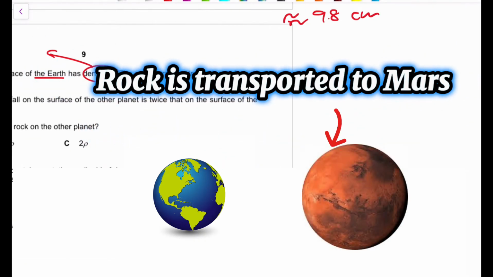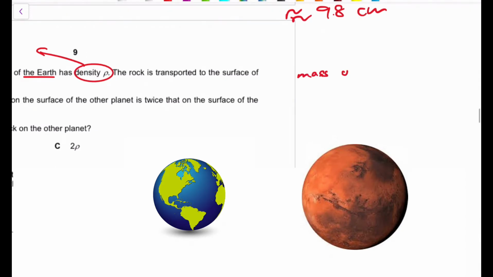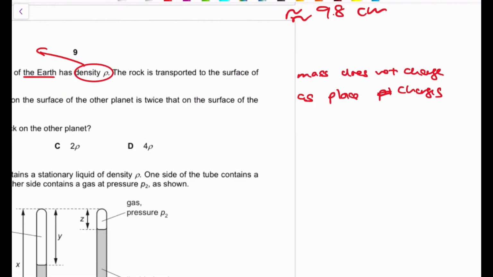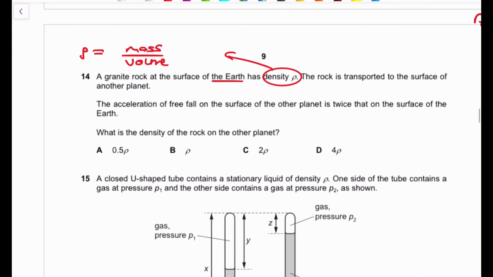Basically, Mars has a different value of g than the Earth. But the mass is going to stay the same. Mass does not change as place changes. But the weight changes, because the value of g will also change. The mass will not change. So density is mass over volume, and the volume will not change if you're on another planet.